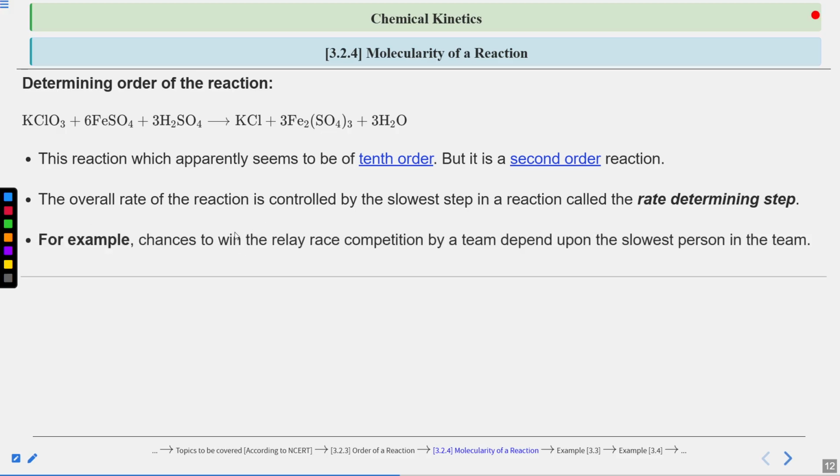For example, the chance of a team winning a relay race competition depends upon the slowest person in the team, right? So this is like the rate determining step, which is the slowest step in a reaction; the overall rate of the reaction is controlled by that slowest step.